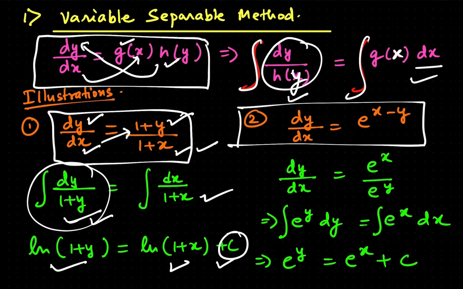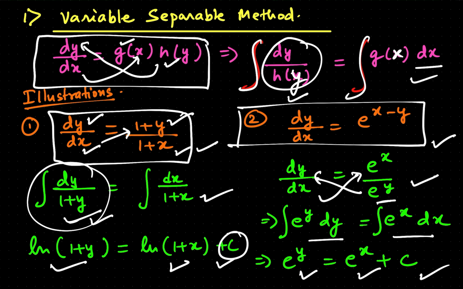Taking one more illustration, this is also a simple illustration. We will see one better question also after some time. For example, dy by dx is equal to e to the power of (x minus y). In this case you can write it as e to the power x divided by e to the power y. Then you can take e to the power y on this side, and dx on this side. Now you simply integrate both LHS and RHS, and you will get the final answer as this. So these were simple questions just to illustrate the variable separable method.